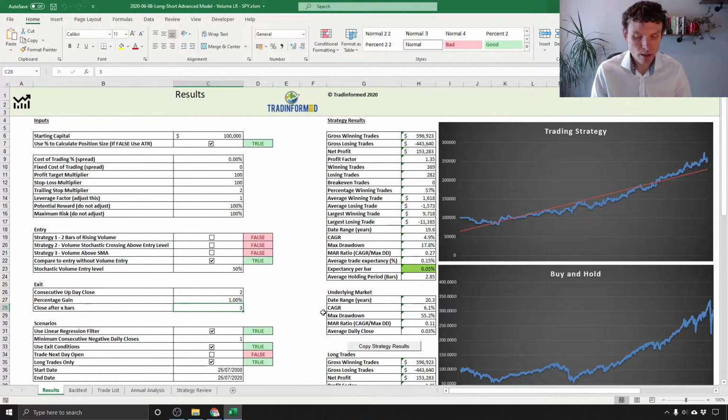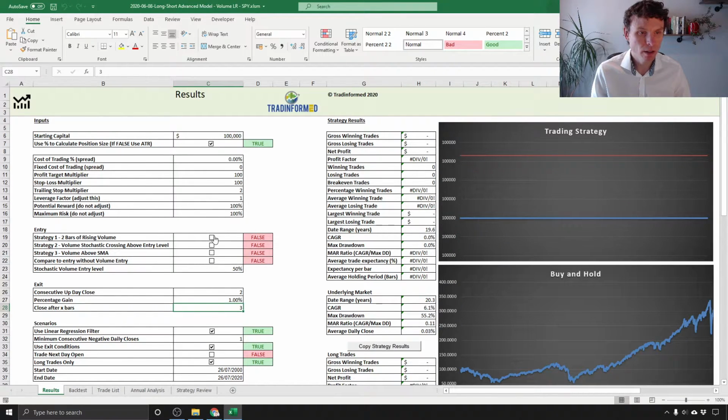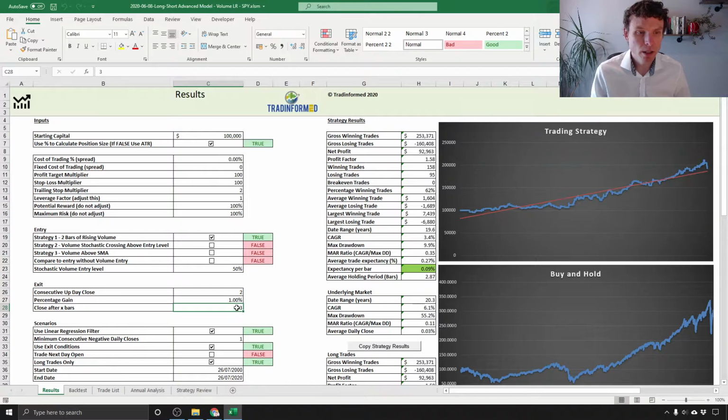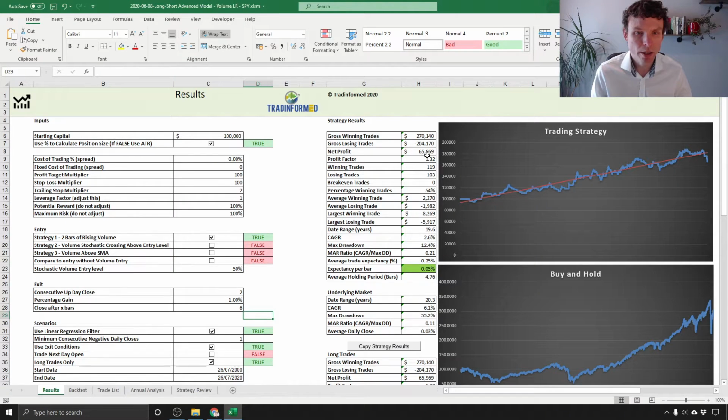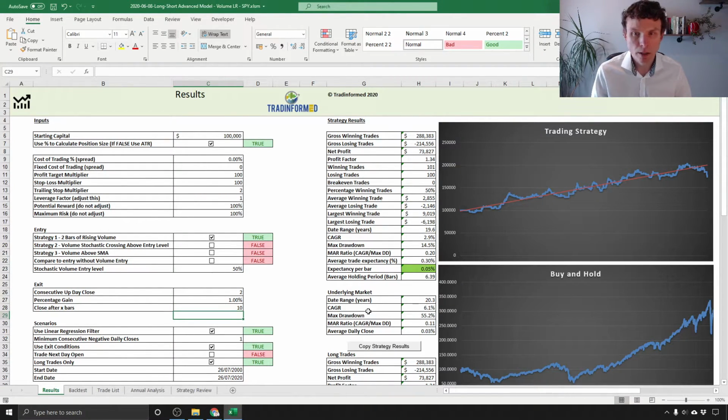Okay, so let's go back to our volume scenario again. Let's look at number 1. Let's see the advantage of staying open for a longer period of time. So let's double that to 6 days. See, we actually get no real advantage. 10 days. So again, we're not getting much advantage.